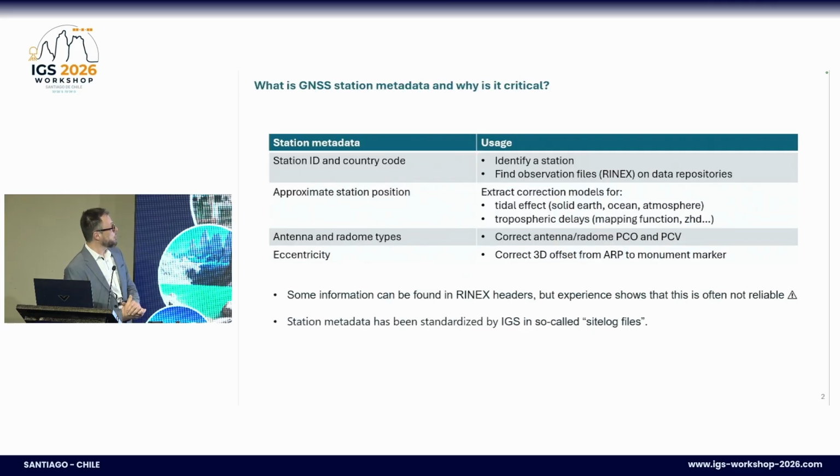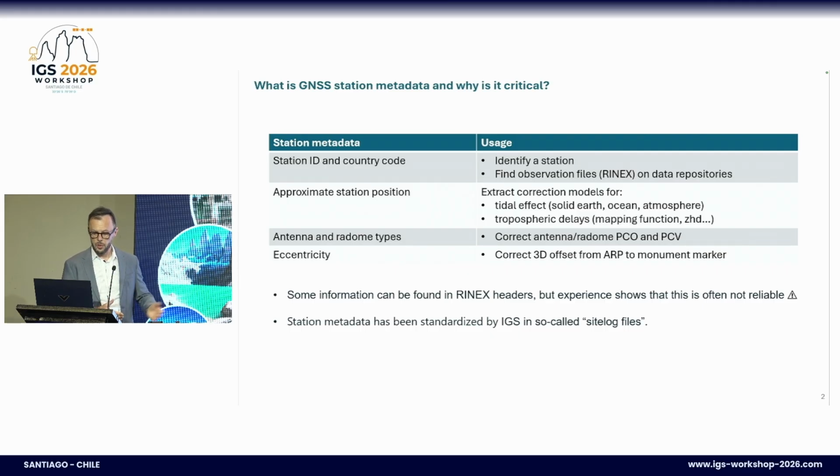And so what we are talking about is GNSS station metadata. And the first question is, what is it and why is it critical? Station metadata comprises all the information that defines a station and its instrumentation. And this is very important when we process the data and when we analyze data products. So station metadata include the station ID and country code.